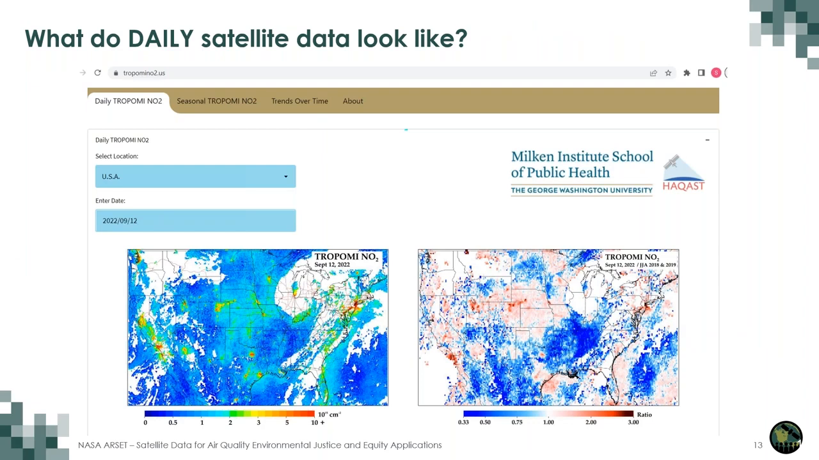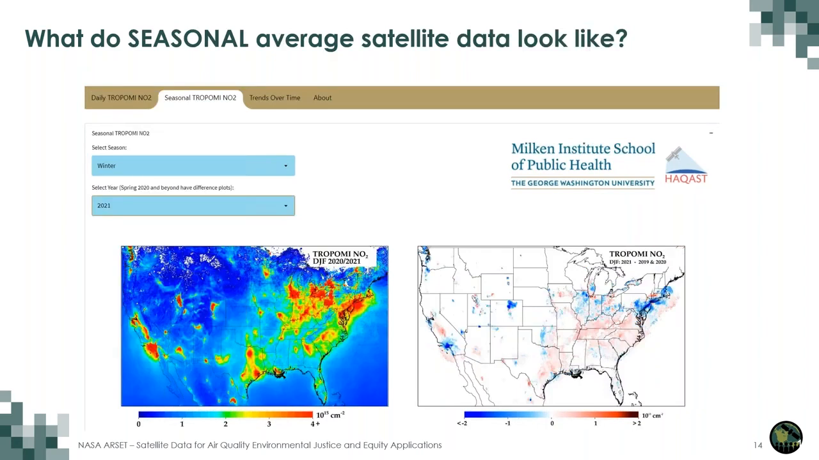So what do daily satellite data look like? Well, Dan Goldberg also created this website, tropomino2.us, which you can go to right now if you'd like, and you can get an updated map of TROPOMI NO2 observations on any day across the United States. So this is just one day in 2022. And you see quite a bit of noise here when we look at one day of TROPOMI data. There's also a lot of white areas, and that's where there are clouds that the satellite can't see through. When we start to average over multiple days, this is a seasonal average, we start to get a much more continuous, less noisy, and more stable estimate of NO2 concentrations and where they're high. And we can use that continuous surface to study air pollution injustice.